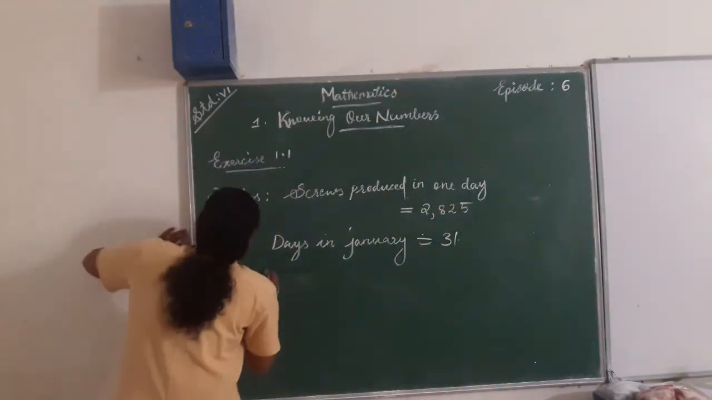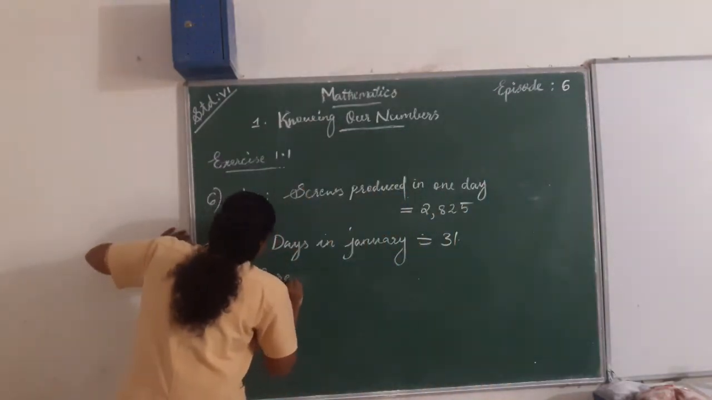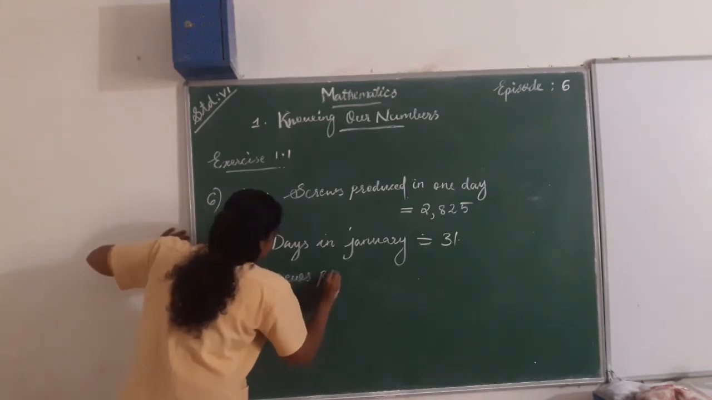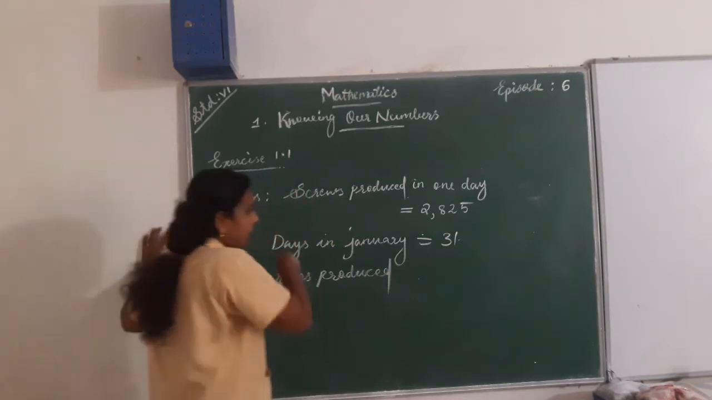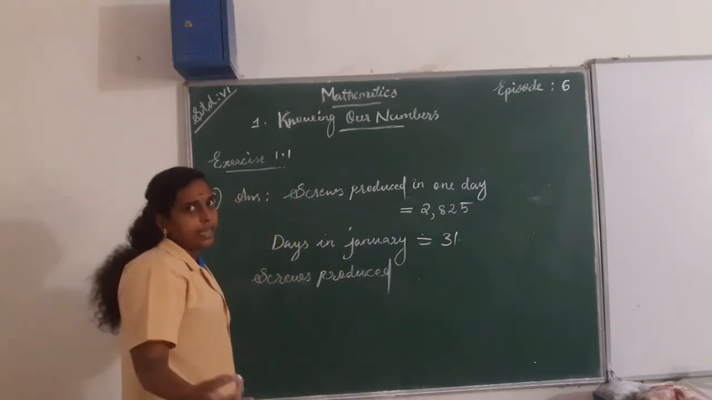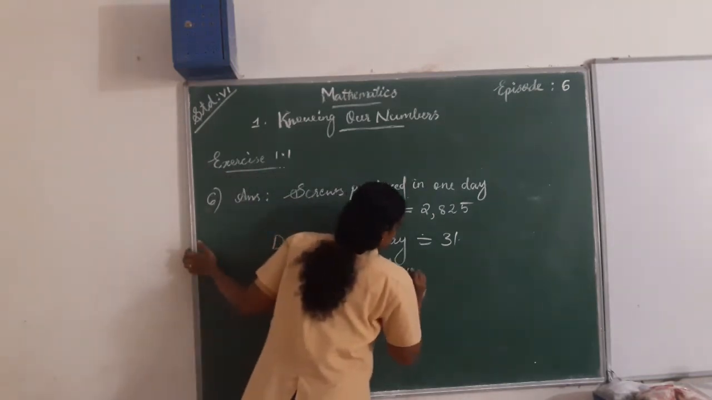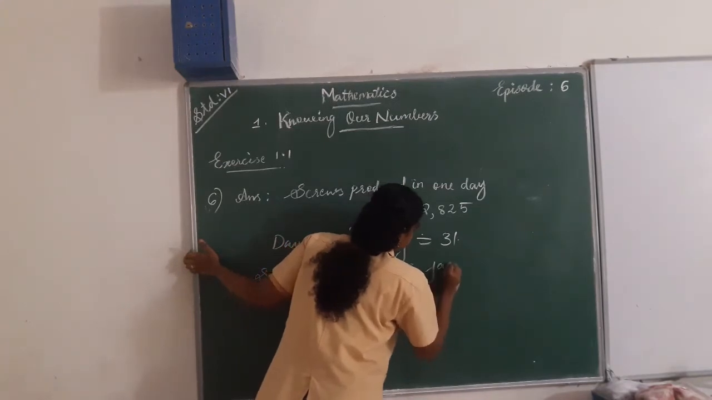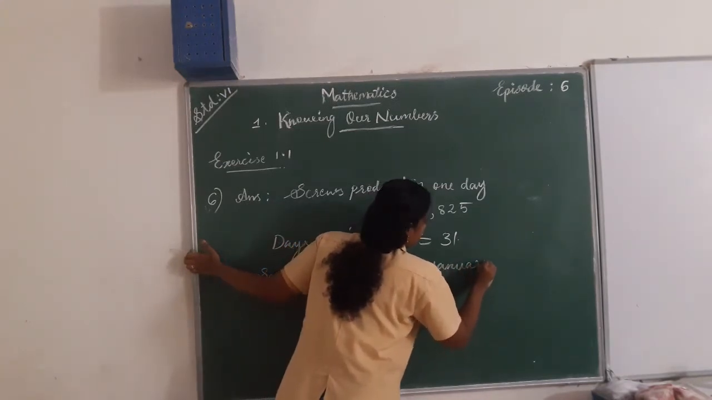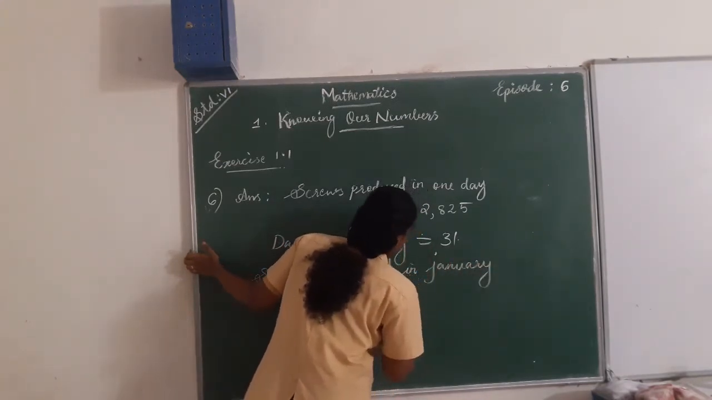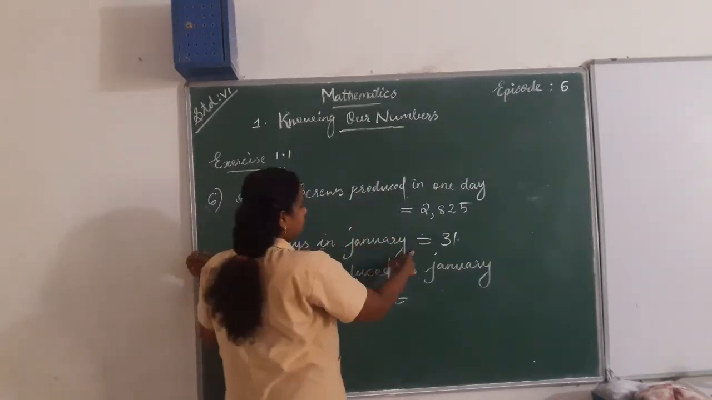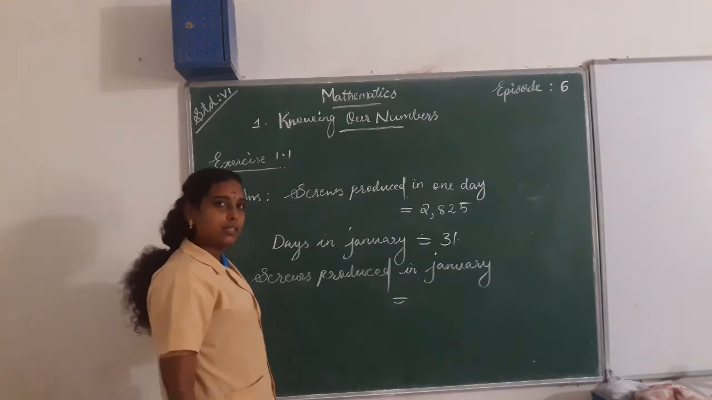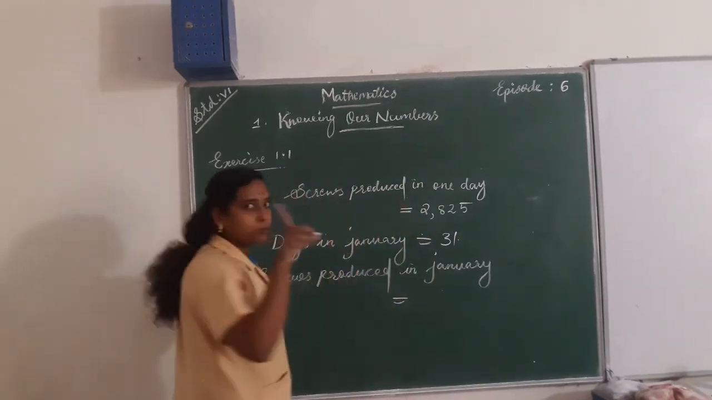Screws produced in January or in 31 days. Okay, in January 2006. And for finding that, we multiply the number of screws produced in one day into the number of days in January. That is the number of screws produced in one day.